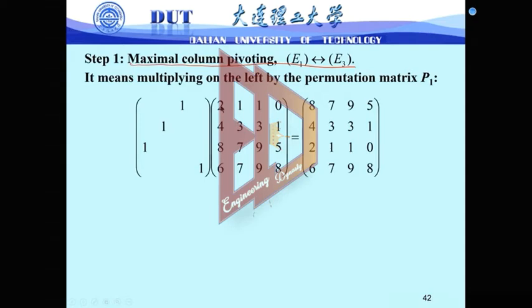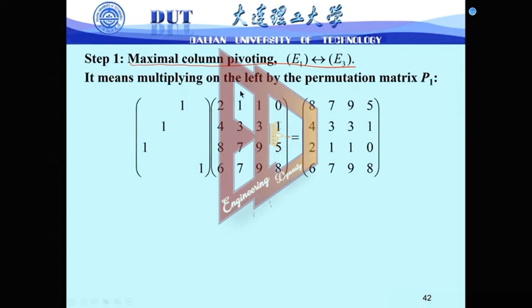So now 2 1 1 0 changes to here, and 8 7 9 5 moves here, and the second row is not changed. The last row is not changed. Is it okay for you? So the question is how to represent this operation in matrix form.